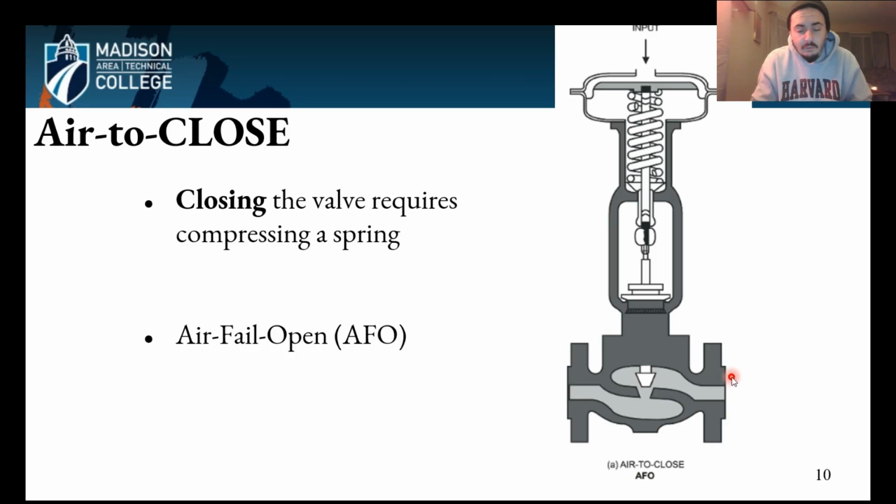Now, if we have a failure in the control system, so the control is the compressed gas that actually closes the valve, this is an air fail open valve. So if there's a failure in the control system, this will just remain open. It is in its natural state, it's open. This is important because if we're working with different components and there's a failure, we want the valve to be either open or closed.